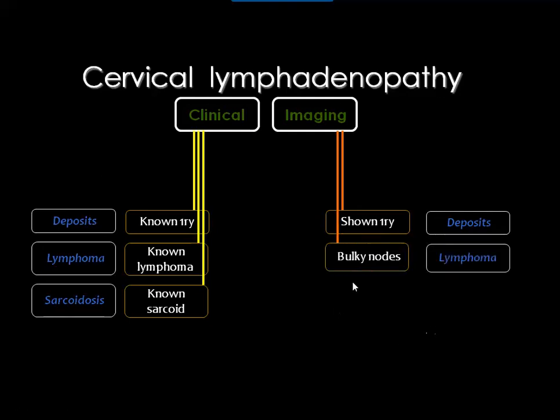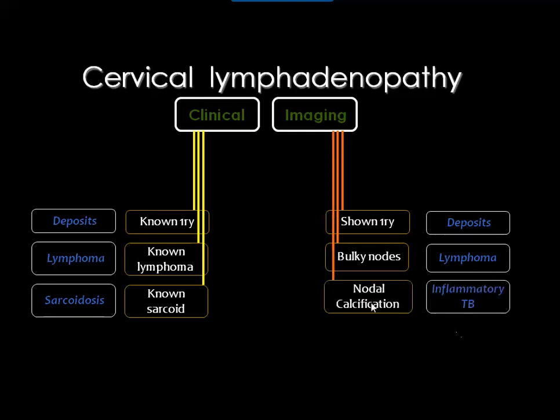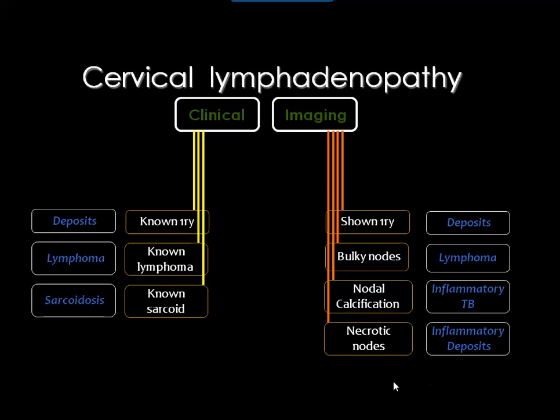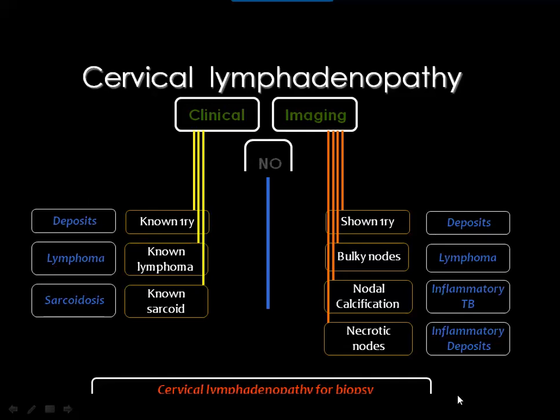If you see bulky, homogeneously enhanced nodes that are amalgamated, you think of lymphoma. If you see nodal calcification, you think of the inflammatory lesions, although you know that some of the malignant conditions may show nodal calcification. And if you see nodes with a necrotic center, you consider the two possibilities: inflammatory nodes and metastatic nodes.